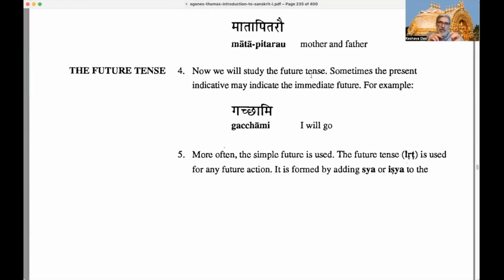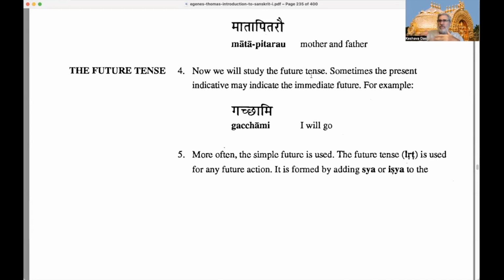So now we go to the future tense. This is a simple future tense. The first thing he has to say about that is, now we study the future tense. Sometimes the present indicative, which is the first tense that we've learned for Sanskrit verbs, which just is the simple present, can also be used. Sometimes the simple present can also be used for the immediate future, right?